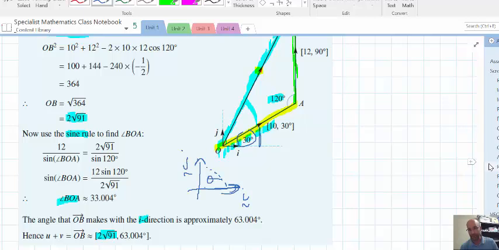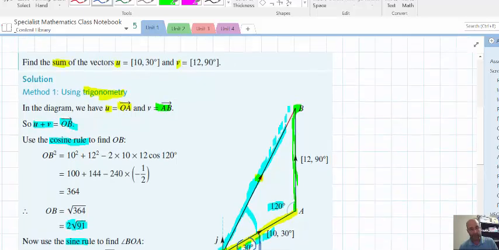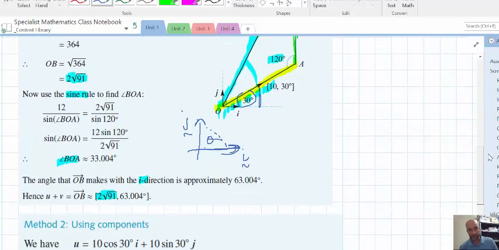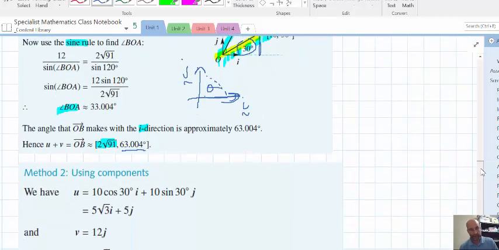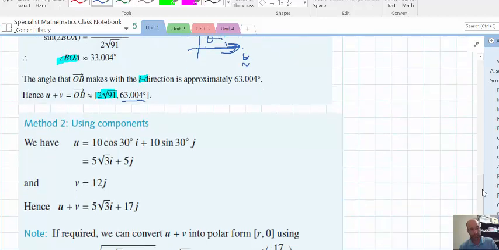You can see the 30 there from earlier in the question, because the 30 was the vector OA. Okay, and if we go back there, that's where that 30 came from. So we need to add another 30 on, and we get theta is 63 degrees approximately. So that's one method, using sine and cosine and relating it back to the x-axis, which is the i direction.